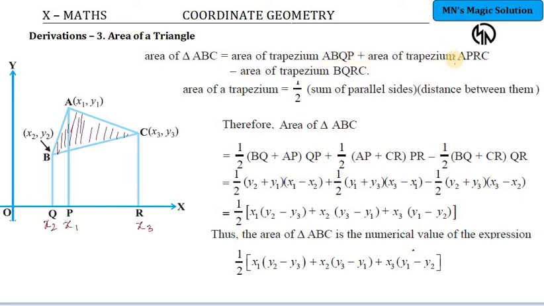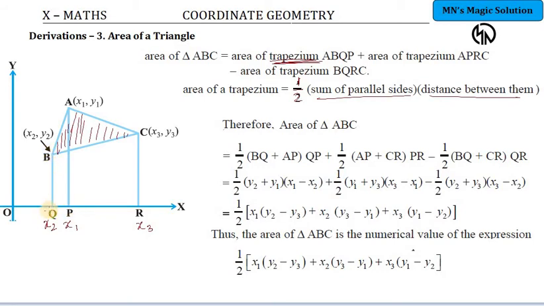Area of trapezium ABQP plus area of trapezium APRC minus the area of the trapezium BQRC. So, this is area of triangle, you will get it. And you know, area of trapezium, formula it is nothing but half into sum of parallel sides into distance between them. So, in the trapezium, parallel sides are BQ and AP. And the distance between them is this QP. Correct?